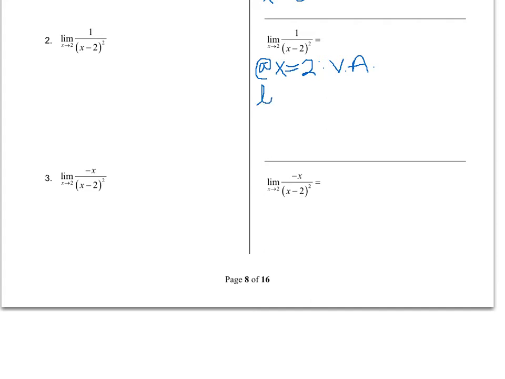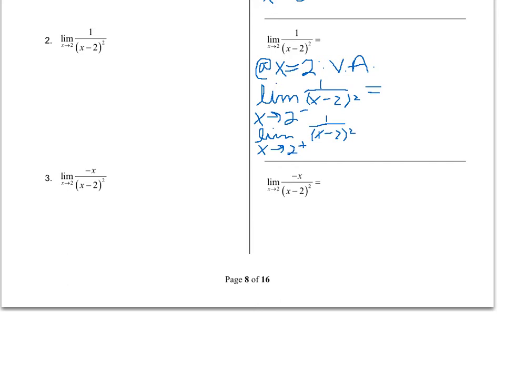So you're going to split this up just like we did in the previous example. Limit as x approaches 2 from the left of 1 over x minus 2, the quantity squared. And the limit as x approaches 2 from the right of 1 over the quantity of x minus 2, quantity squared. Okay? Again, think conceptually here. Let's look at the limit as x approaches 2 from the left.